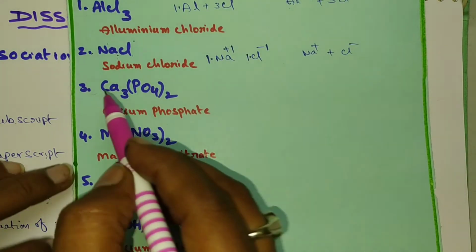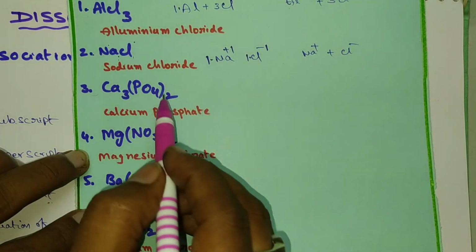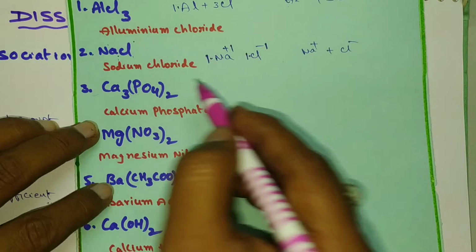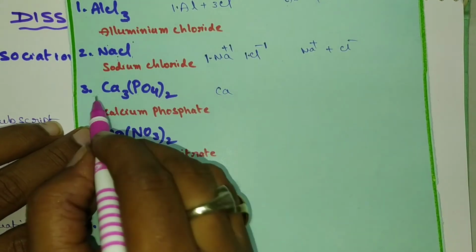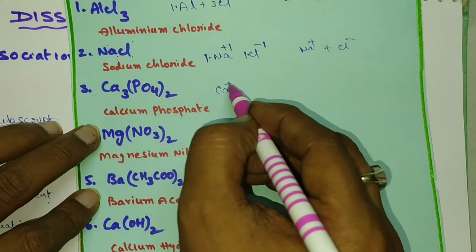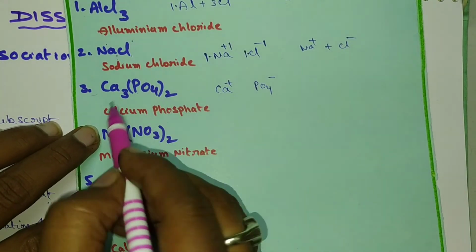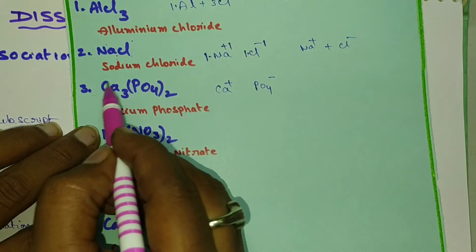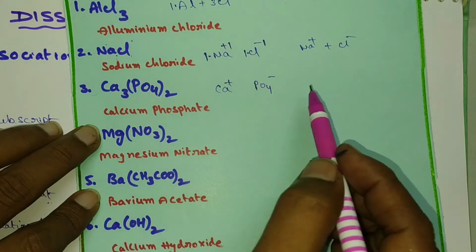Okay, and next, the third one, calcium phosphate. This calcium phosphate means Ca3(PO4)2. Here also the first one is cation. In the first step we have to dissociate the two species, that is Ca and phosphate ion PO4. PO4 is the anion, this is the cation. So Ca+ and PO4-, that is the first step.